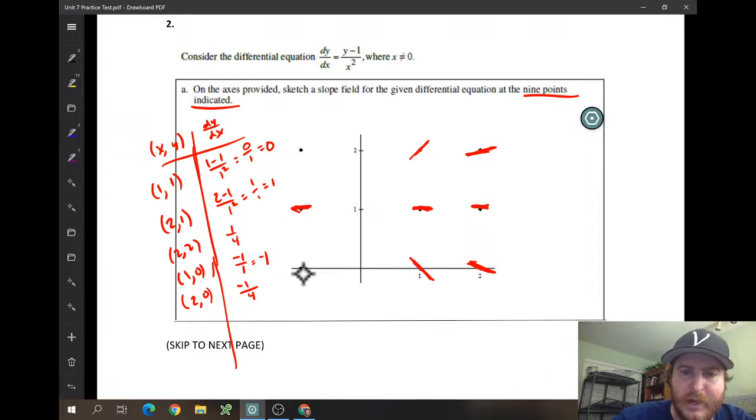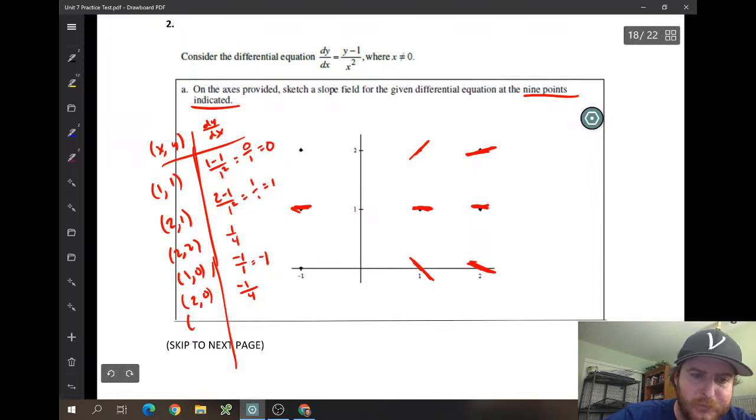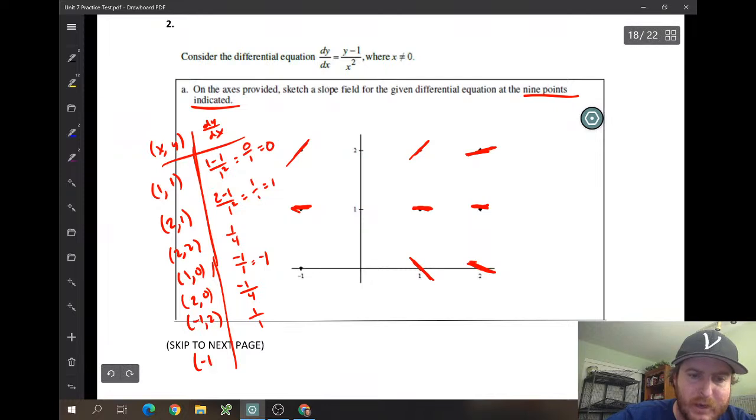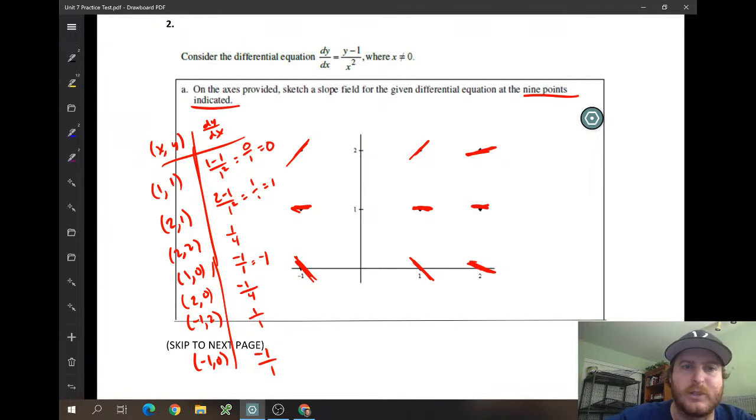And then these last ones at -1, 2. 2 minus 1 is 1, and then -1 squared is +1. So this is, again, up 1 over 1, the same slope as that one. Those should be about the same. And then -1, 0. 0 minus 1 is -1, and then over -1 squared is +1. So these two should match up. So that's what your graph should have looked like, or something similar.